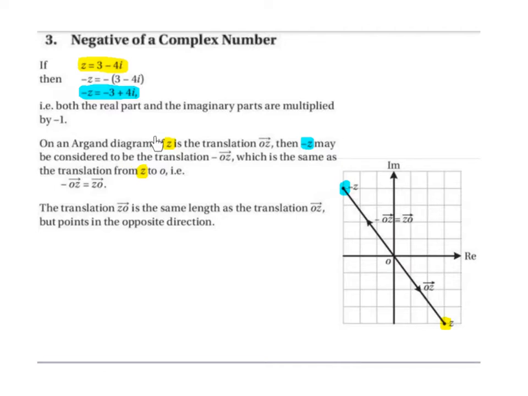On an Argand diagram, if z is the translation OZ, then minus z may be considered to be the translation minus OZ, which is the same as the translation from z to O, i.e. minus OZ is equal to ZO. The translation ZO is the same length as the translation OZ, but points in the opposite direction. So from the origin out to minus z, we have minus OZ, or you could call it ZO. And from the origin out as far as z, we just have OZ.